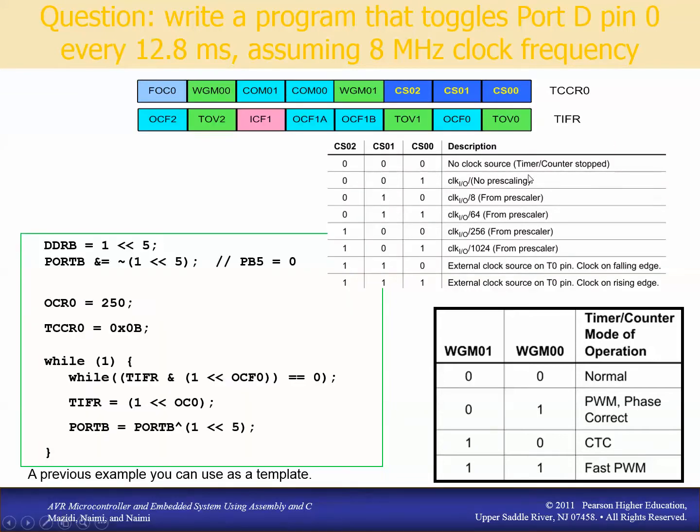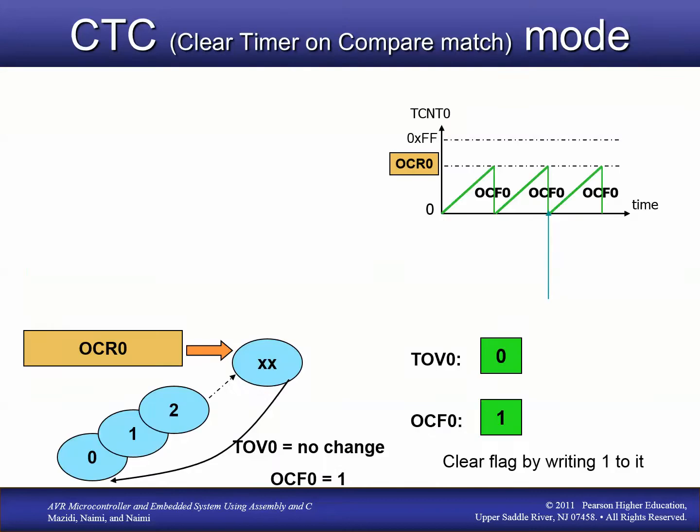Right. And so that was working with the timer in CTC mode. This slide up here is the main one for seeing the difference between CTC mode and normal mode. So in CTC mode, the timer is going to count up until it matches the value in the output compare register. And then once that happens, it'll drop back to 0 and set the output compare flag.